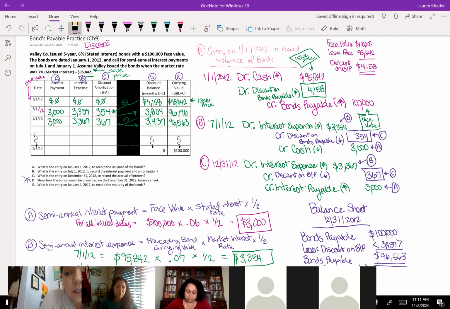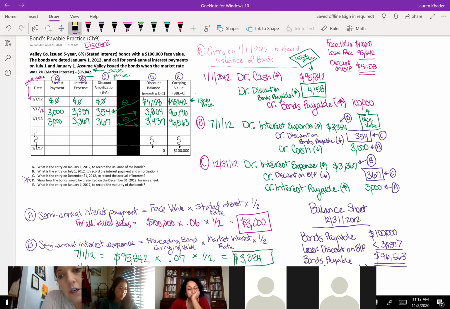So we record the interest as of our balance sheet date because we incurred interest from July 2nd until December 31st. We won't be paying interest until January 1st. Our balance sheet is showing as of year end, which is as of December 31st. Since we recorded this accrual, our liabilities are up to date. Our discount on bonds payable is correct, and it's recorded at 3,437. And our bonds payable carrying value is at 96,563 as of December 31st.